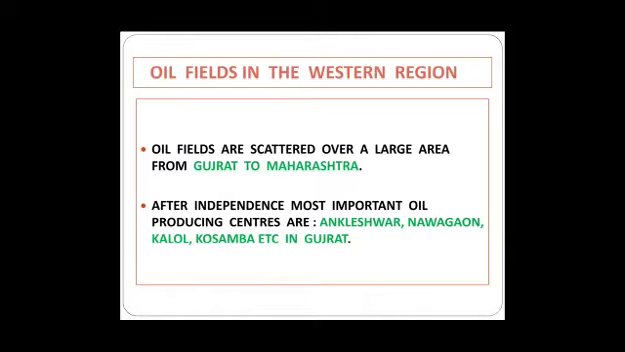Now, the oil fields in the western region. Oil fields are scattered over a large area, from Gujarat to Maharashtra, and after independence most of the oil producing centers are Ankleshwar, Navagaon and so on. So like this, these are the oil fields of the western region.